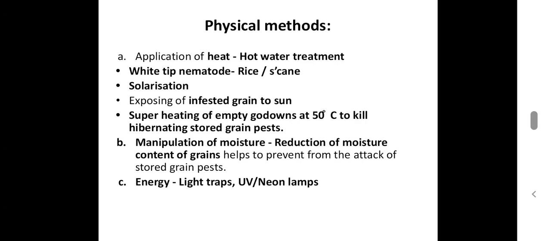Then in case of stored grain pests, superheating of the empty godowns at 50 degrees Celsius to kill the hibernating stages of the pest. Then manipulation of moisture, reduce the moisture content of grains, that is proper drying should be there, so that it will protect from the stored grain pests. In case of energy, using of light traps or UV or neon lamps.